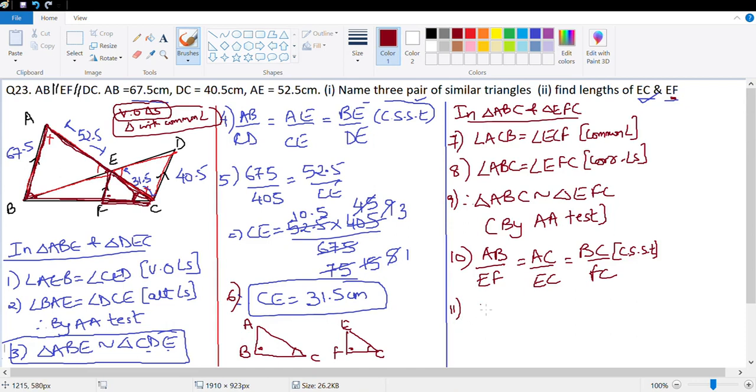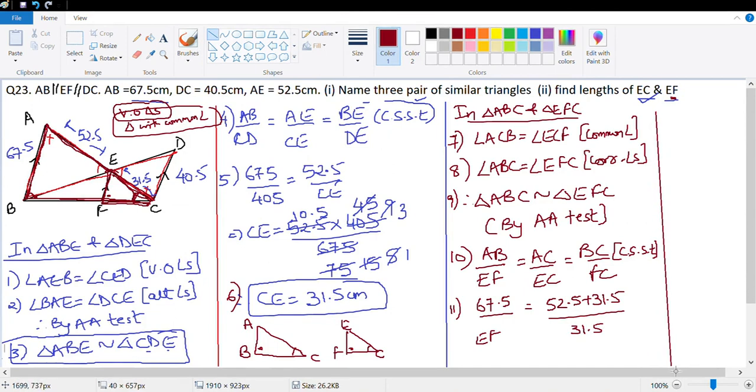AB is given as 67.5. EF, that's what we need to figure out. AC not given, but now that we figured out EC, it will be equal to 52.5 plus 31.5. So 52.5 plus 31.5, that's AC, and EC we've calculated as 31.5. Let's just multiply and divide. Hopefully it won't be such a complicated calculation. So this is point number 12.